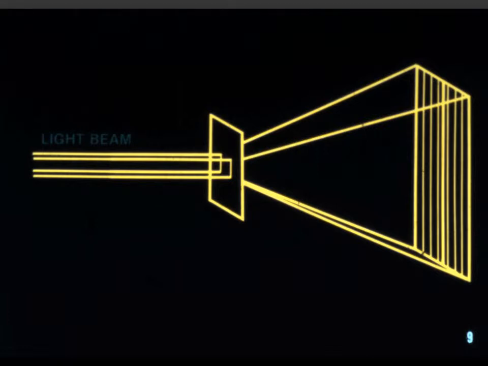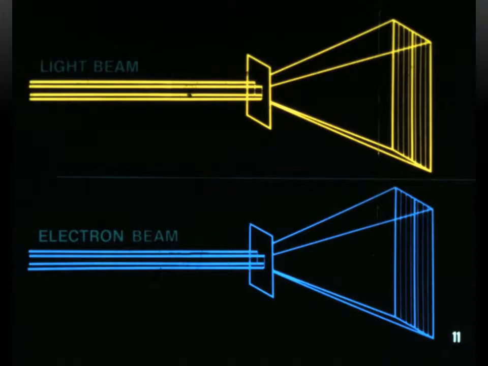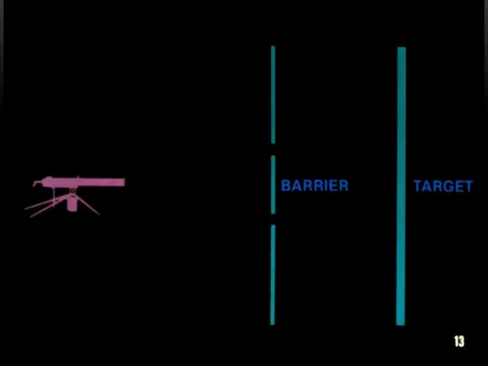The double-slit experiment can be performed with either a light beam or a beam of electrons. The particular apparatus involved will be different, but in either case, the results will be the same. In the broadest terms, the experiment consists of a source, a double slit, and a screen or target with an appropriate detector. Now, we can perform a similar experiment with marbles or BBs or bullets, in which case the slits become gaps in a barrier.